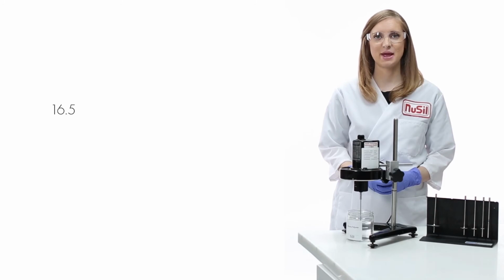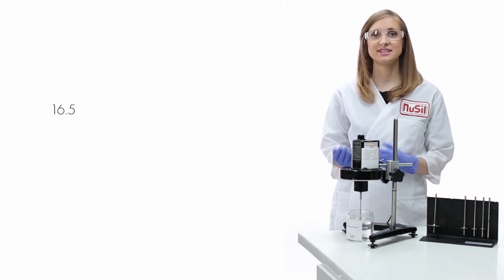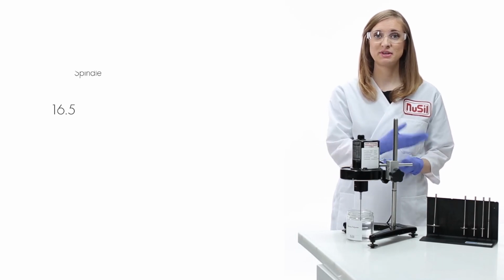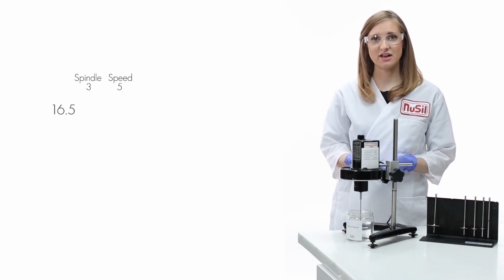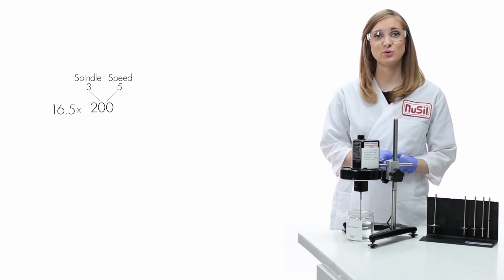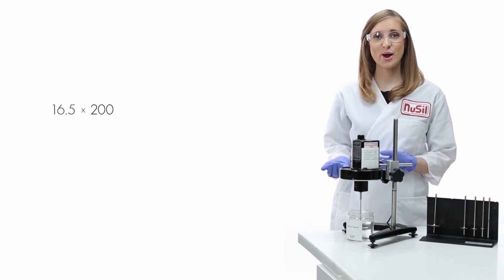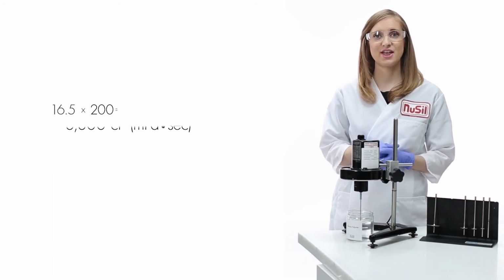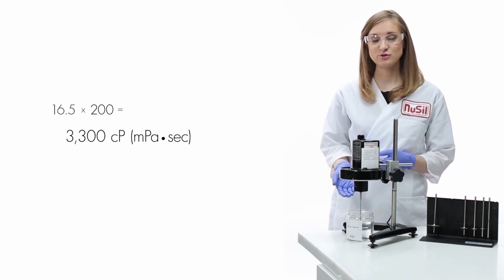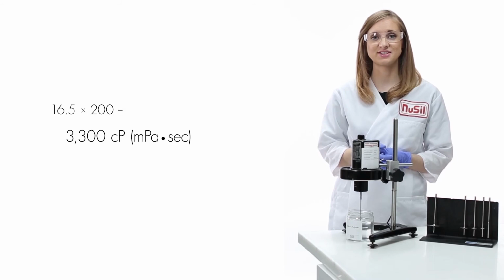According to the ASTM, a multiplication factor is needed to convert the raw reading to centipoise. When we use spindle 3 at speed 5, the multiplication factor is 200. We take our raw reading of 16.5 and multiply by 200 to get 3,300. Our NuSil silicone polymer has a viscosity of 3,300 centipoise.